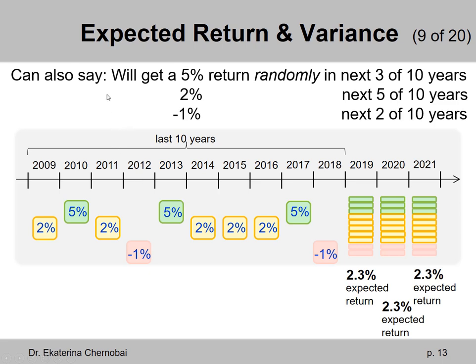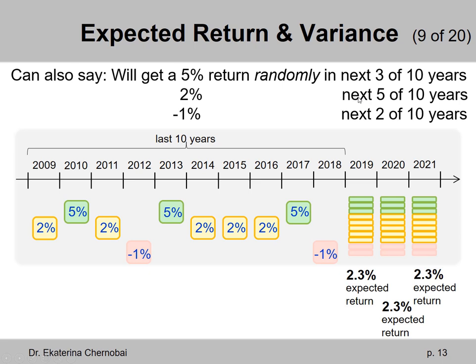We can also say that we will get a 5% return randomly in the next 3 out of 10 years. So between the year 2019 and 2028, over those next 10 years in the future, we will randomly get a 5% return on our money in 3 years. They don't have to be consecutive 3 years, but they will be, sometime randomly over the next 10 years.